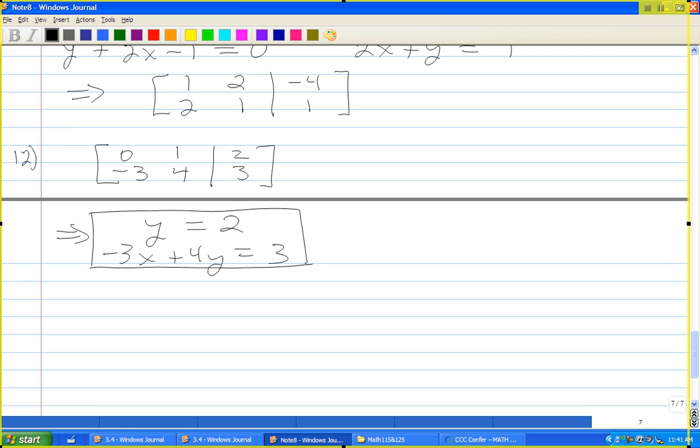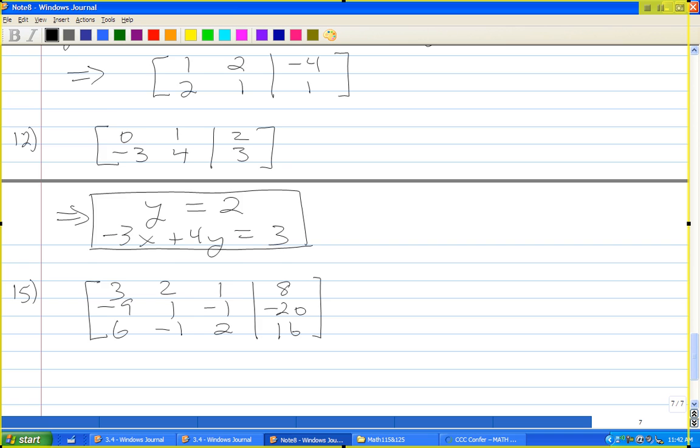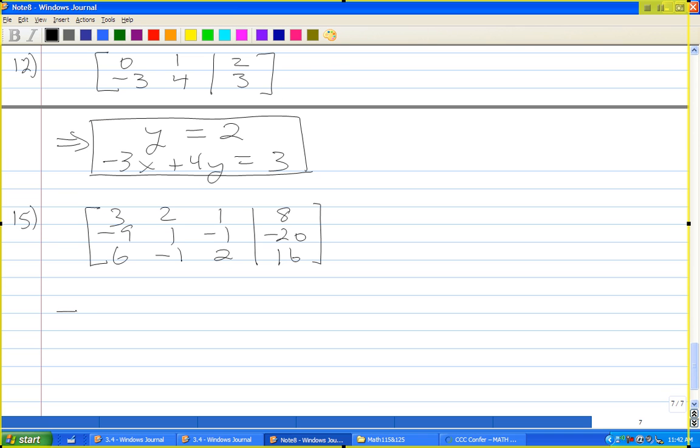Let me do maybe one more of these. Let's say problem number 15. 3, negative 9, 6, 2, 1, negative 1, 1, negative 1, 2, 8, negative 20, 16. So let's write this as a system. I guess I'll call it x, y, and z.